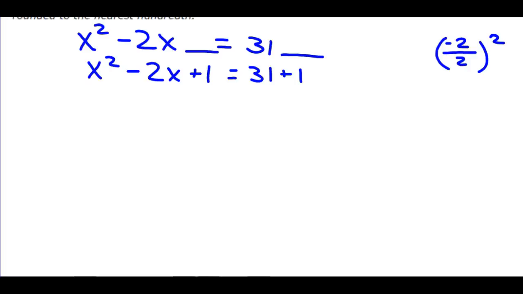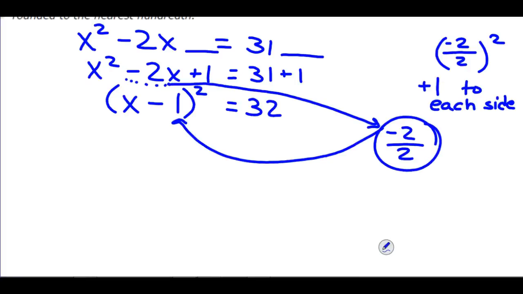Step 3 is to factor the left-hand side. Because this is a perfect squared trinomial, factoring it turns into the same kind of pattern every time, where it's going to be x minus half of this number. Half of that number, and half of 2 is 1. So it's going to be (x minus 1) squared equals 32. Next step is to take the square root of each side of the equation. So we have x minus 1 equals the square root of 32.